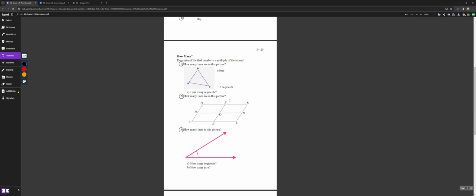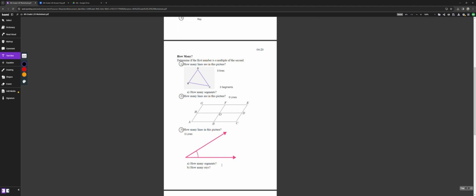And number 2, how many lines are in this picture? There would actually also be 0 lines because none of the lines shown here are continuous. And the same for number 3, how many lines are in this picture? There would also still be 0 lines because both sides are not continuous.